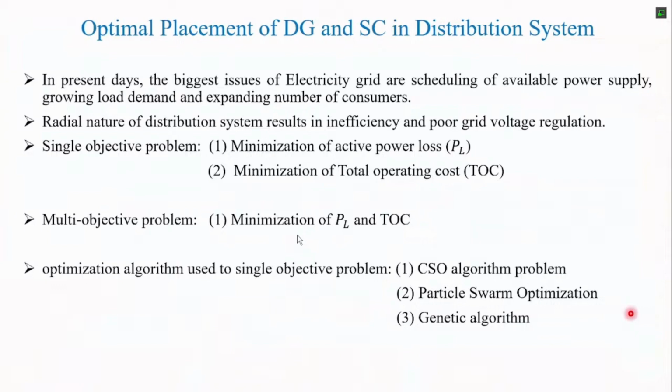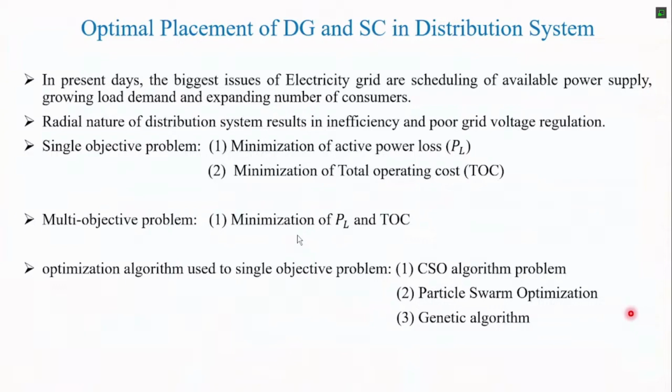And thereafter, if my objective is not only to minimize the power loss, but at the same time to minimize the operating cost also, can we minimize both problems at the same time? Yes, definitely we can solve the same problem at the same time. It is known as a multi-objective function, and we can use a multi-objective function.